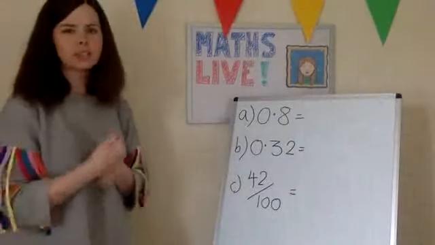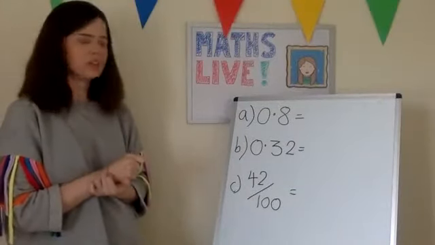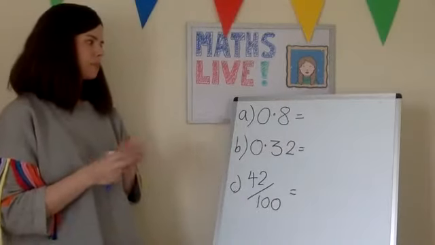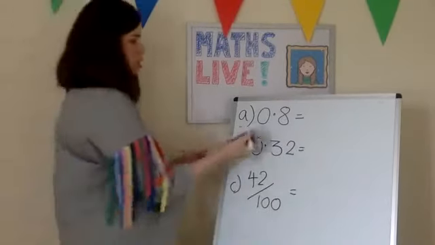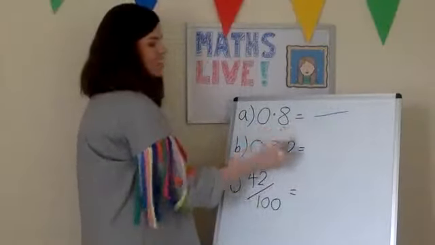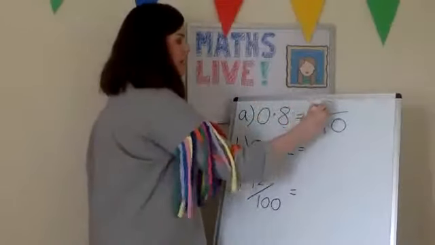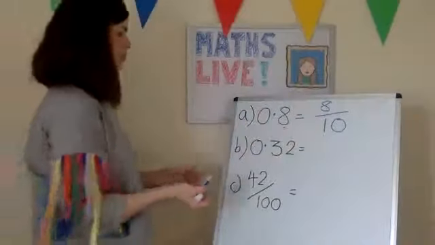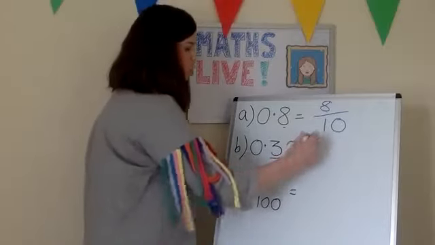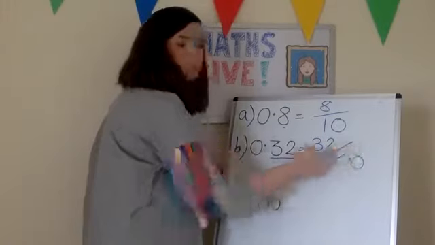Okay, I'll give you 20 more seconds. This is really, really good, and hopefully it'll help you with the decimal place value as well. So, let's have a go. 0.8, we want it as a fraction. Now, 8 is in the tenths column, so it's going to be over 10. How many tenths have we got? 8. So it's 8 over 10. The next one, 0.32, goes across into the hundredths column. So it's 32 over 100.